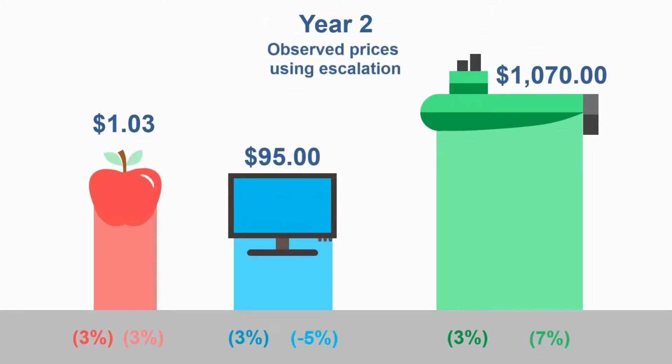However, actual market conditions vary for each good and service respectively, and the observed prices in year two, as affected by escalation, may not match the forecasted prices according to the change in the purchasing power of the dollar. Notice how the observed price of the computer in year two has actually decreased, and the observed price for the apple matches the price forecasted by inflation. The difference between the forecasted price changes due to the change in the purchasing power of the dollar, which is represented by inflation, and the observed price changes, which is represented by escalation, approximates the real price change.